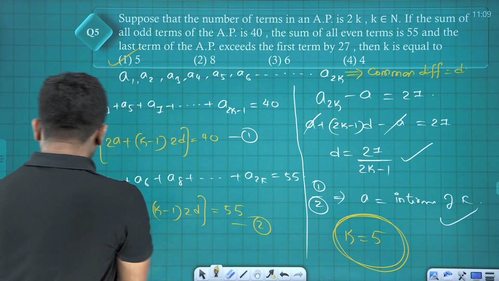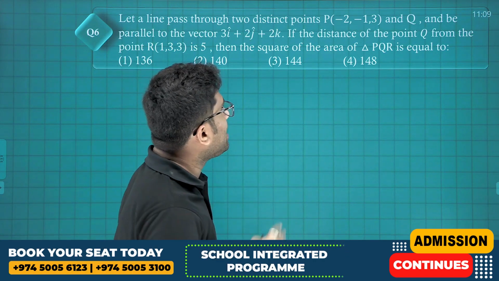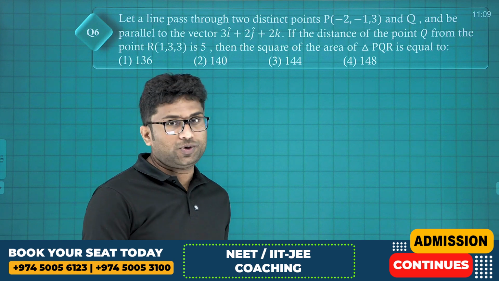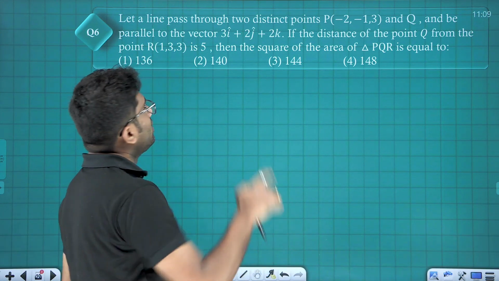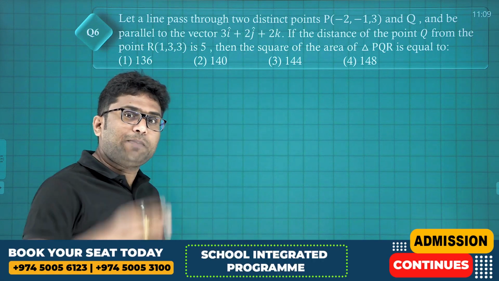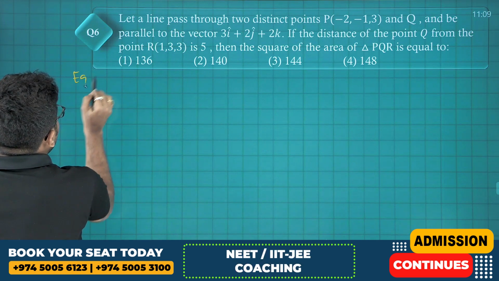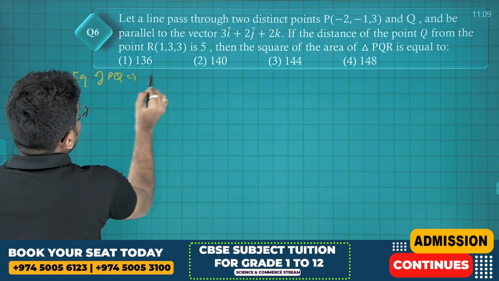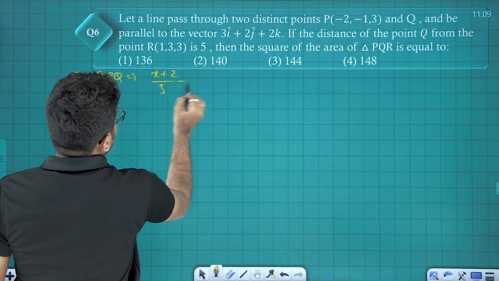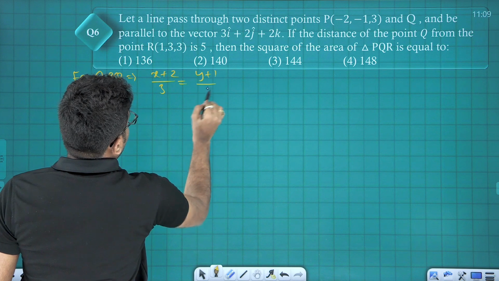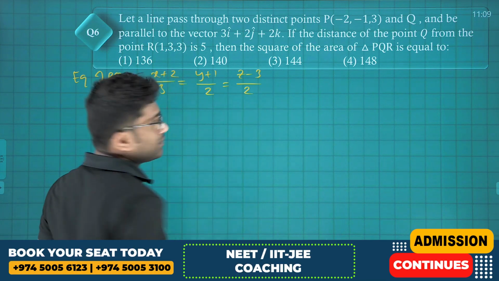Clear? Next question. Let a line pass through two distinct points P and Q. They have given only point P; Q is not given. Let it be parallel to a vector. Anyhow, they have given a point and a parallel vector, which means the direction ratios are given. So the equation of PQ will be x plus 2 divided by 3 is equal to y plus 1 divided by 2 is equal to z minus 3 divided by 2.